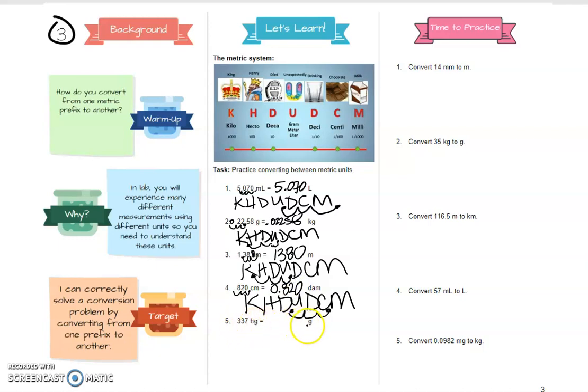Let's try our last one: hectograms to grams. That's the H to the base unit. KHDUDCM. I want to go from behind the H to behind the U for the base unit of grams. So H to U is 2 places right. If I start with the H, I need to get to the U, so I have to go right 2 places, which means I'm going to have 2 zeros there now. So 33,700 grams.